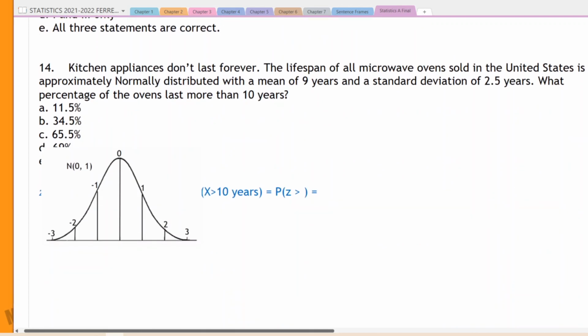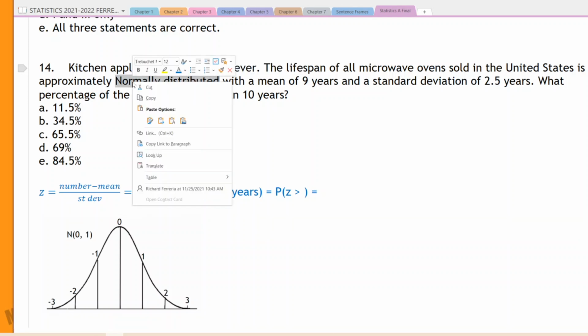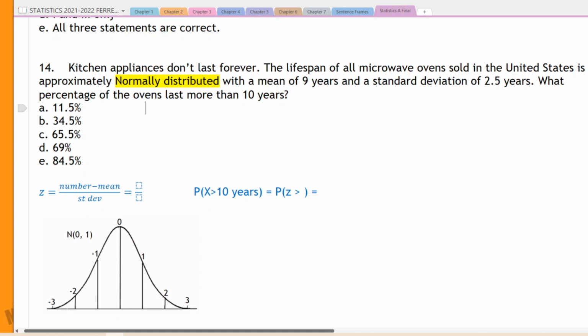Number 14, we have kitchen appliances. Well, they don't last forever. The lifespan of all microwave ovens sold in the US is approximately normally distributed, with a mean of 9 years and a standard deviation of 2.5 years. What is the percentage of ovens that last more than 10 years? So we're keying in on this normally distributed because whenever you see normally distributed, that needs to key to you that we're going to be normalizing and finding area for the most part.